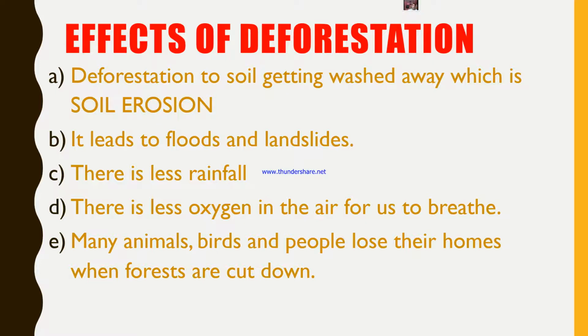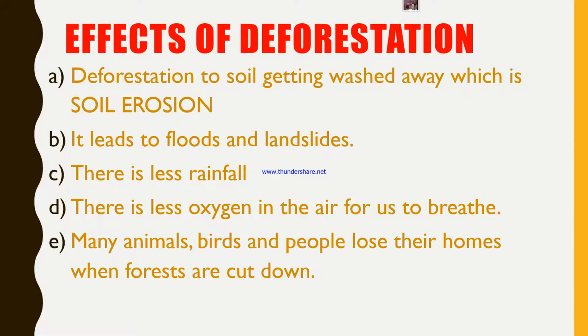During the rains, you'll find many of these landslides happening in Jammu Kashmir, in Uttarakhand, in many parts of Himachal Pradesh. Landslides. Soil is getting loose. We are uprooting the trees, felling the trees. There is less rainfall. There is less oxygen in the air for us to breathe, because plants give us oxygen. When there are no plants, where will you get oxygen from?